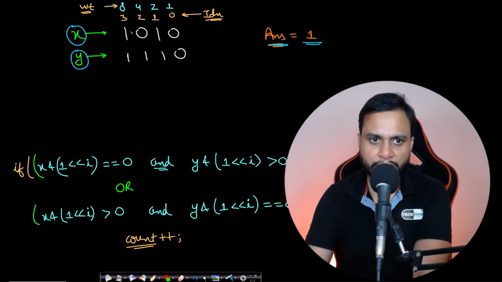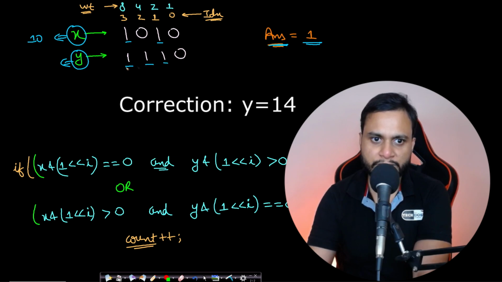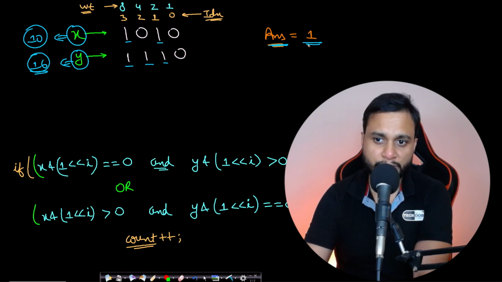Now if you convert it to the equivalent decimal number, the input will be given as 10, which is 8 plus 2, and for y the input will be 16, which is 8 plus 4 plus 2 plus 2. So you will be given the input of 10 and 16, and your answer should be 1.